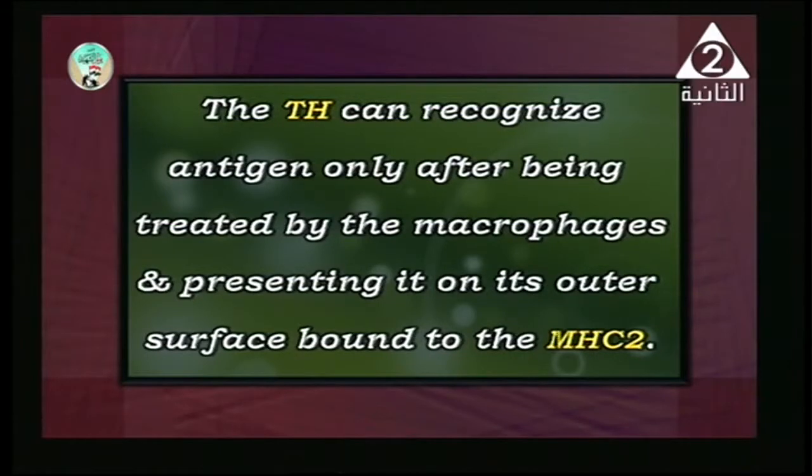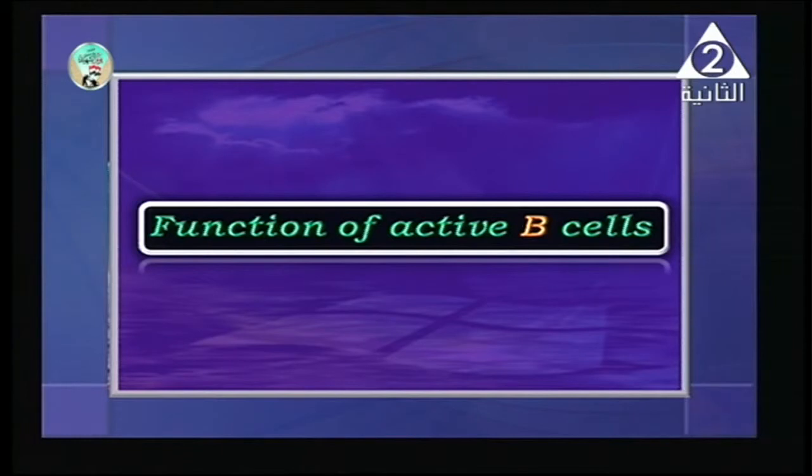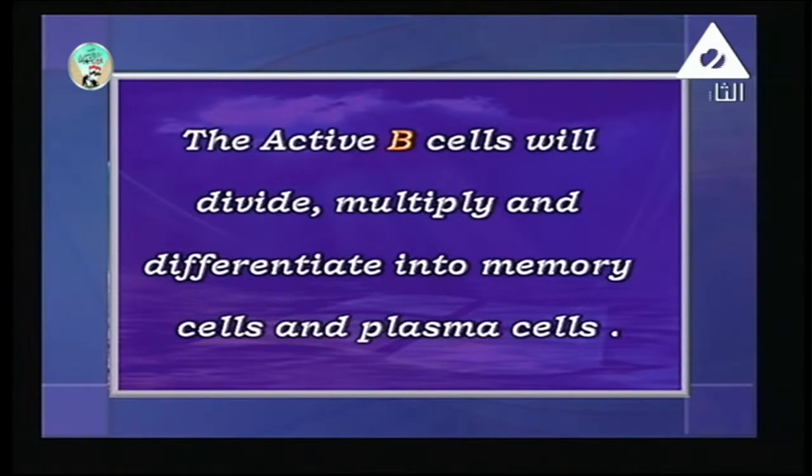The helper T cells can recognize the antigen only after being treated by the macrophage. So the helper T cells at first cannot bind with the antigen, but after it is treated by the macrophages, they are very reliable, and they present it on their outer surface, bound to the major histocompatibility complex. So the function of the active B cells at this moment is what? To divide and multiply and differentiate into memory cells.